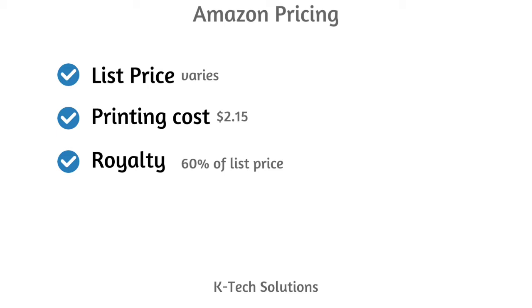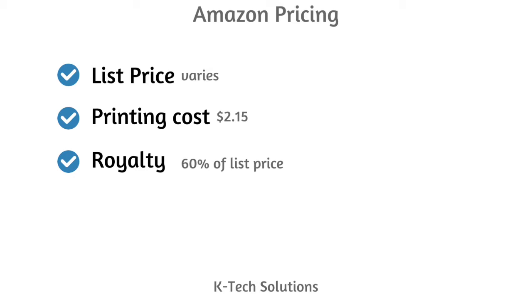If the book has pages of about 24 up to 100, it's going to cost you a fixed price of $2.15 to print the black and white interior pages. So that is a fixed price, but the price varies depending on the style you want your book to be printed. And then Amazon offers a 60% royalty, which means you are going to get 60% profit of your list price. But remember, the printing cost has to be removed from the 60%. I'm going to show you an example now.